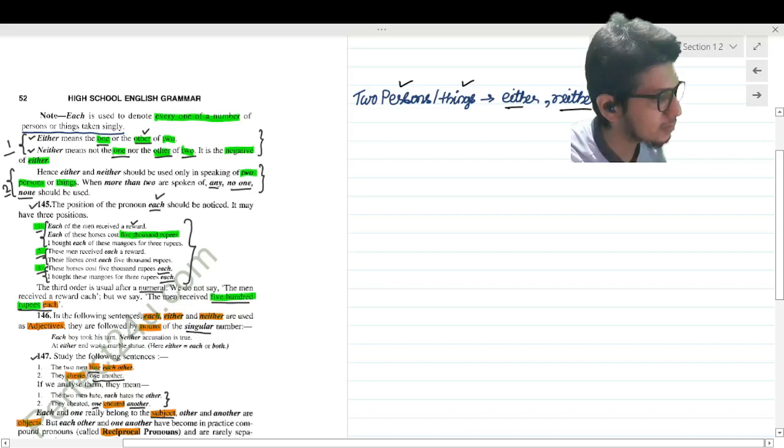And the second usage is: these men received each a reward. These horses cost each 5,000 rupees. These horses cost 5,000 rupees each. I bought these mangoes for 3 rupees each. The third order is usual after a numeral. We do not say the man received a reward each, but we say the man received 5,000 rupees each.